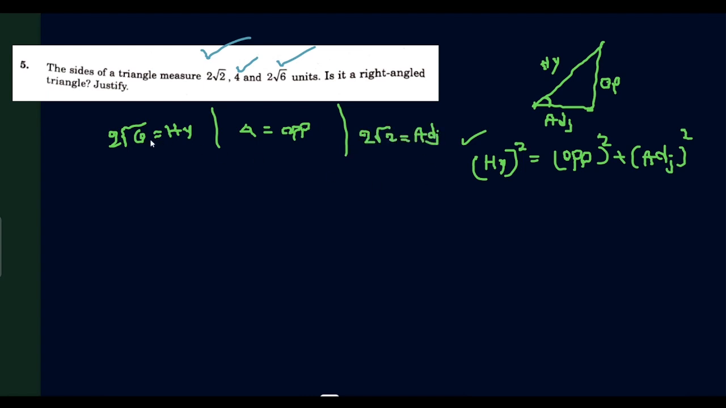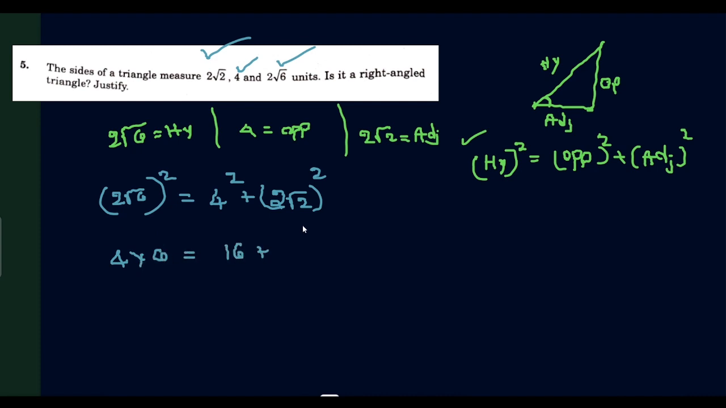Now just substitute all these values here. Then we'll get 2 root 6 hypotenuse square equals opposite square 4 square plus adjacent square 2 root 2 whole square. Got it? Now 2 root 6 whole square is nothing but 4 into 6, and 4 square is nothing but 16, plus 2 root 2 whole square, which is 4 into 2.